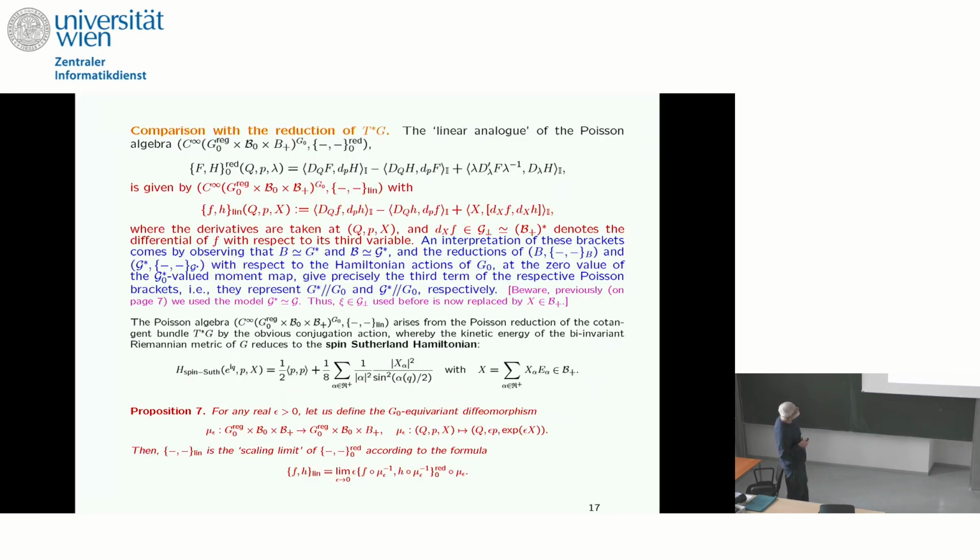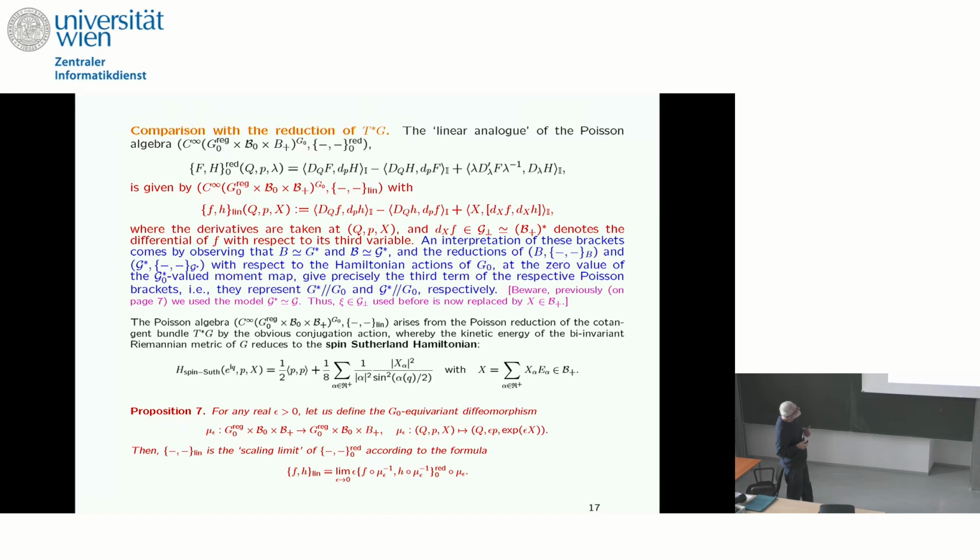So now I come to the comparison with the linear case, the cotangent bundle case, the spin-Sutherland case. Here this is the same as in the previous page, the reduced Poisson bracket coming from the Heisenberg double. And now I call the linear case what came from the cotangent bundle. And in the linear case, the Poisson bracket is quite similar. We have Q and P, and now the variable previously denoted by psi, I now denote by x, just to make life more complicated.